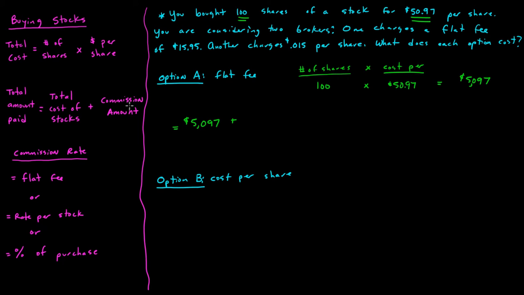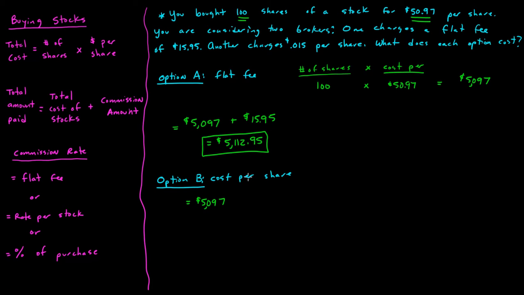So in option A, we need the cost of the shares, which is $5,097, plus the commission amount. Here it's the flat fee. So option one is a flat fee of $15.95. When I add those together, the total amount that I'm going to have to pay for this purchase is $5,112.95. That's option A.